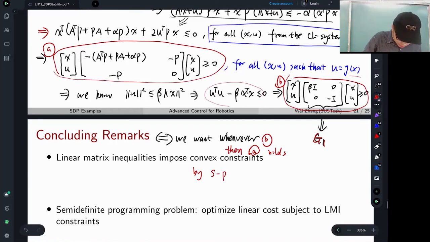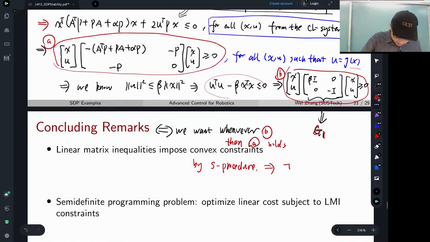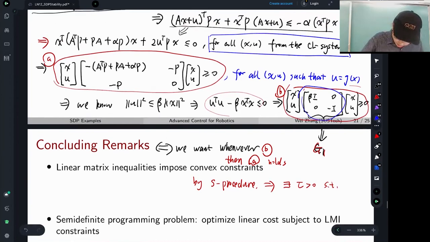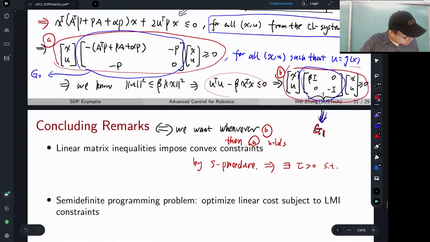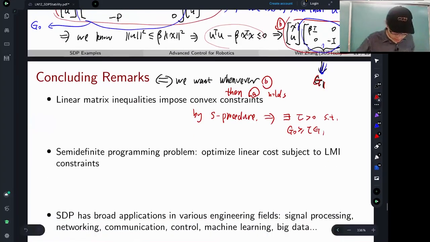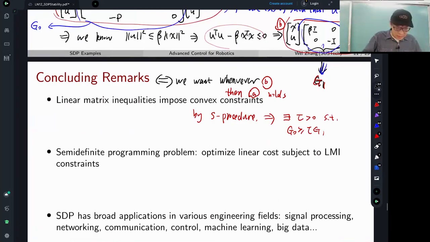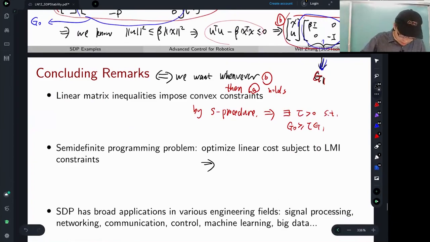So by the S procedure, there exists a tau bigger or equal to zero, a non-negative multiplier, such that, if I call that G0 and this G1, G0 is bigger or equal to tau G1. All I need to do is find that, and this can be formulated as an LMI or semi-definite program.